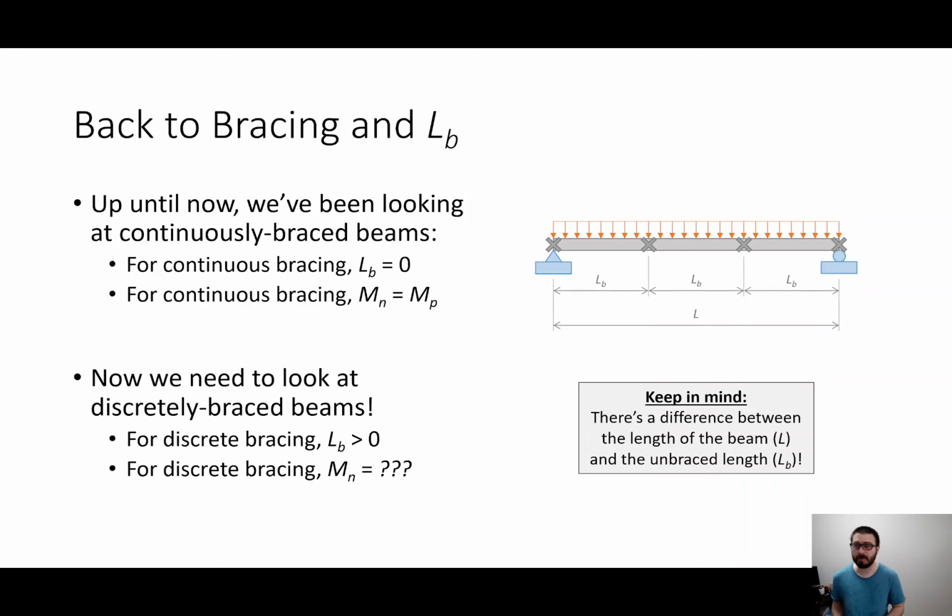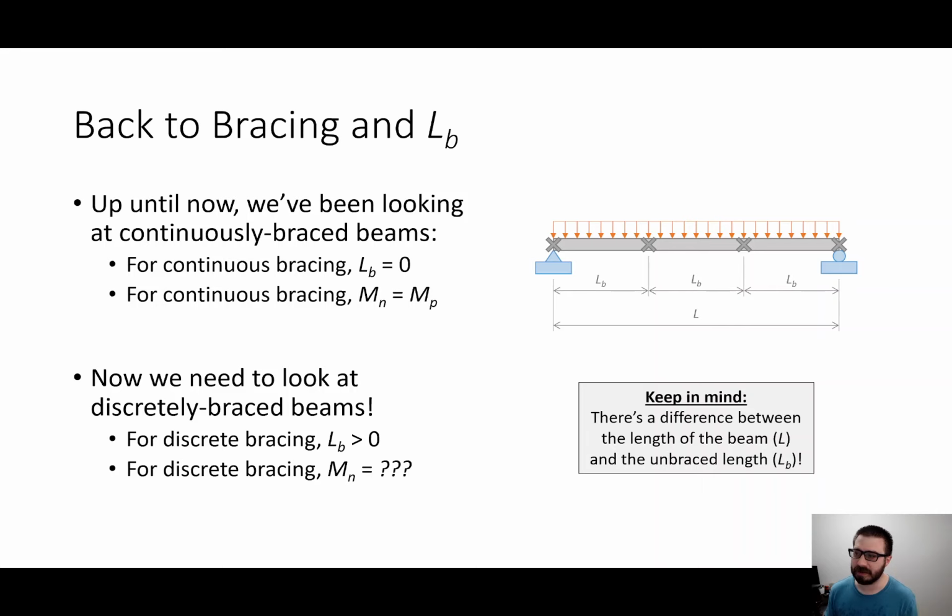Now, up until now, we've been dealing with situations where LB was 0. So we had an infinite number of braces, or a continuously braced beam. And whenever you have a continuously braced beam, you just say that the nominal moment capacity is MP. I should say there actually are a couple scenarios where that's not the case. We'll talk about local buckling later, but for the sake of now, let's just assume that MN equals MP.